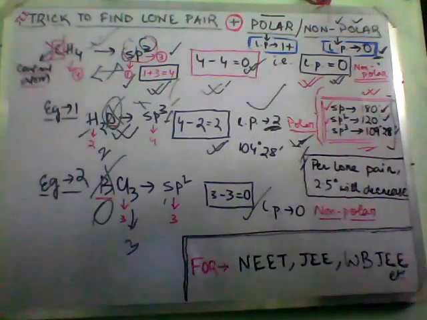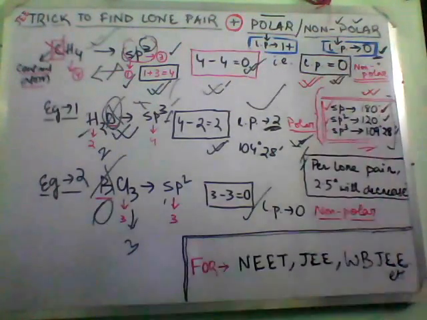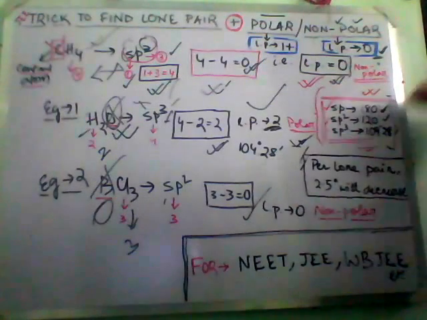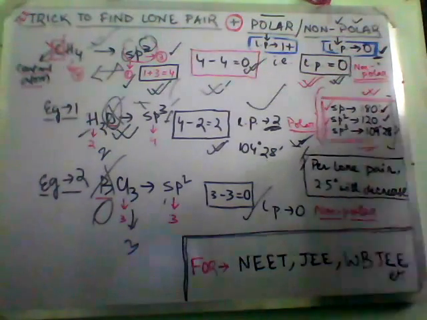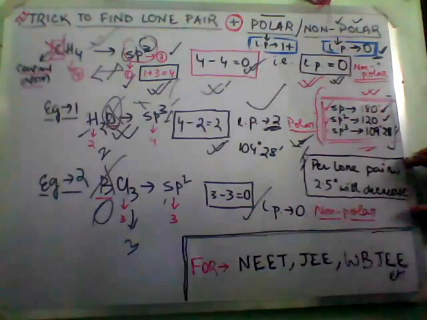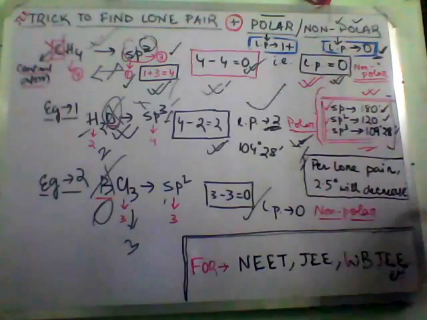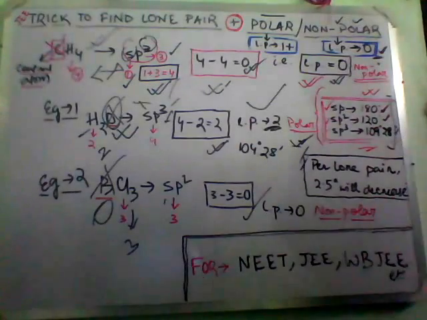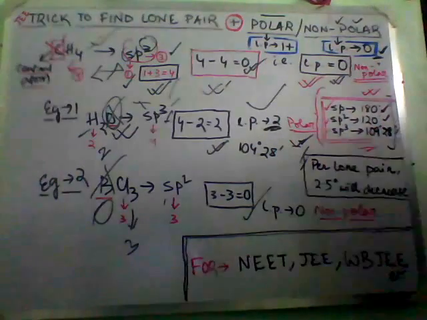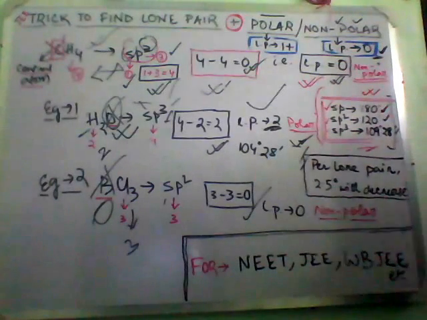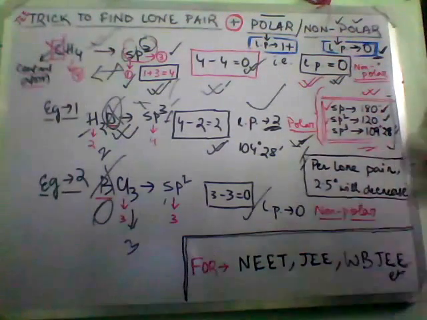Just go on learning this, don't forget this. If you forget this, then the whole thing will go wrong. You can't find the geometrical constitution, so don't forget this. sp it's 180 degree, sp2 it's 120 degree, sp3 it's 109 degree 28 minutes. Just these 3. The questions come on these 3 only. Per lone pair 2.5 degree will decrease, and when the lone pair count is plus 1 or more, it will be polar, and when it's 0, non-polar. We'll solve more examples, but till then you try it on other compounds to find out the lone pair and whether the compound is polar or non-polar.